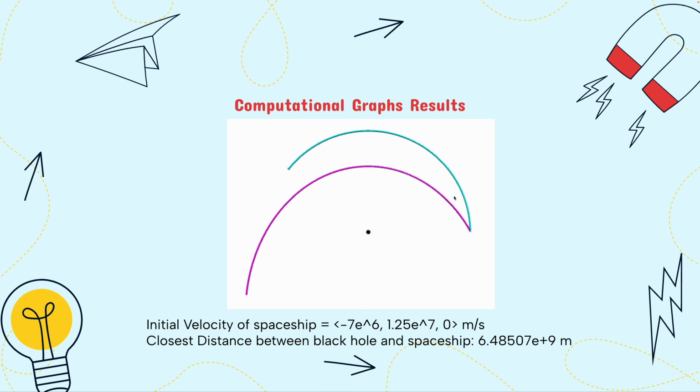So here is the graph that we received from that, where the purple line represents the spaceship's movement. The initial velocity of the spaceship that we calculated here is negative 7 times 10 to the negative 6 for the x component and 1.25 times 10 to the 7th meters per second for the y component, and the closest distance between the black hole and the spaceship is 6.48 times 10 to the 9th meters.